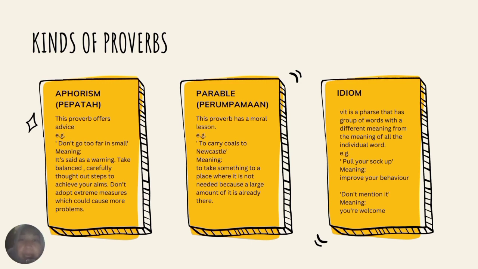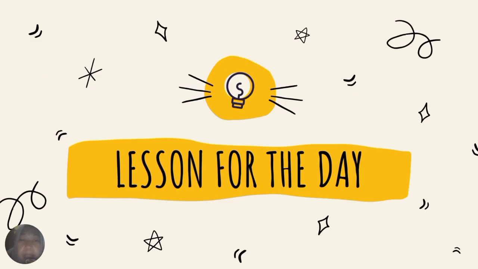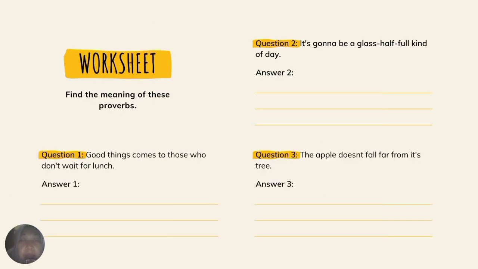Okay, everybody, now let's go to the lesson for the day. Today I want you to do a worksheet. Okay, let's have an exercise. Find the meaning of these proverbs. Number one, good things come to those who don't wait for lunch. Question 2, it's going to be a glass half full kind of day. And number 3, the apple doesn't fall far from its tree.